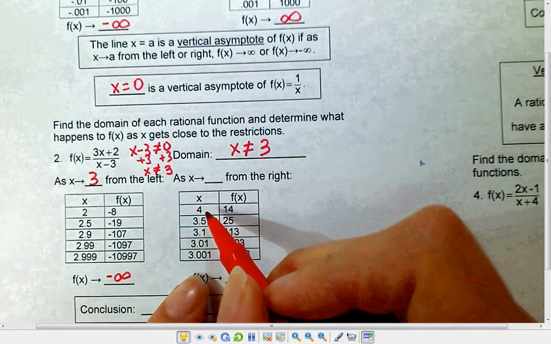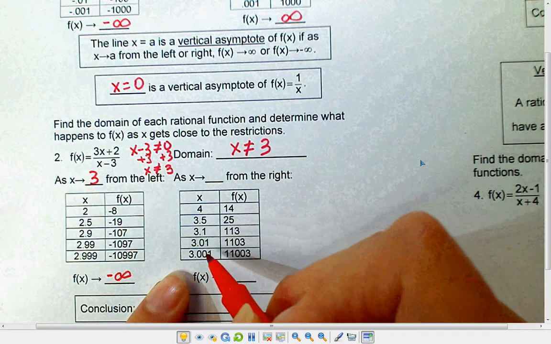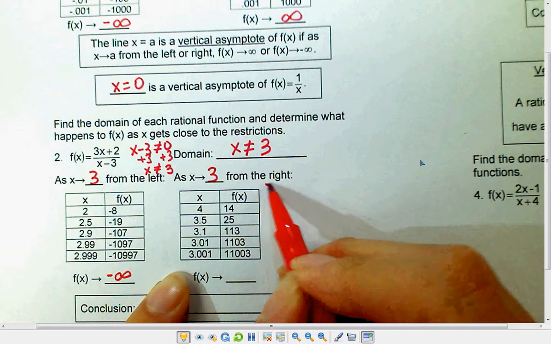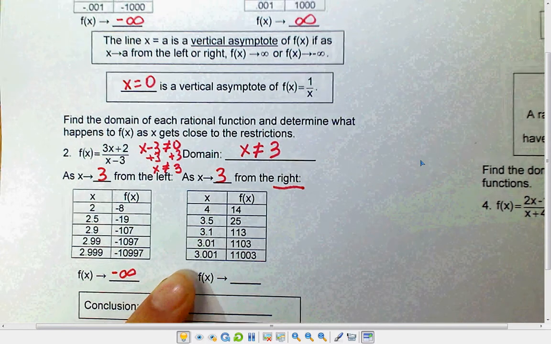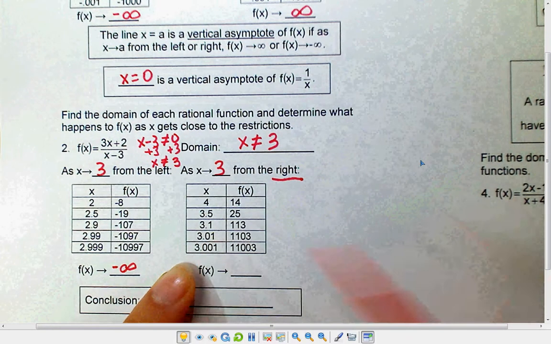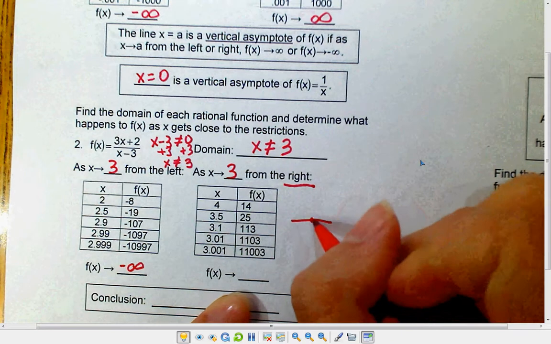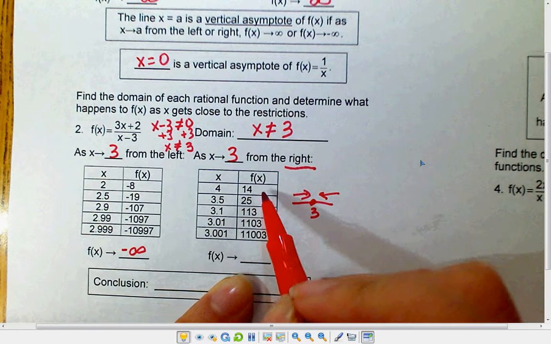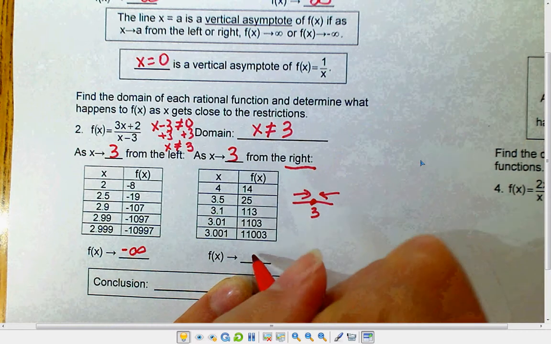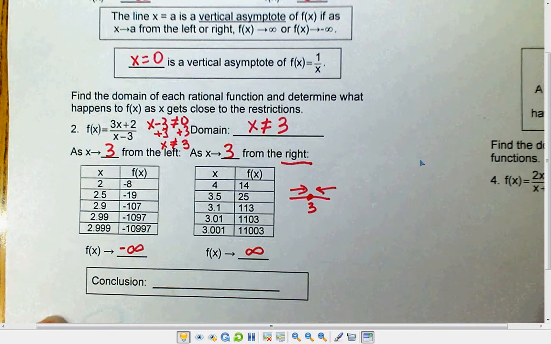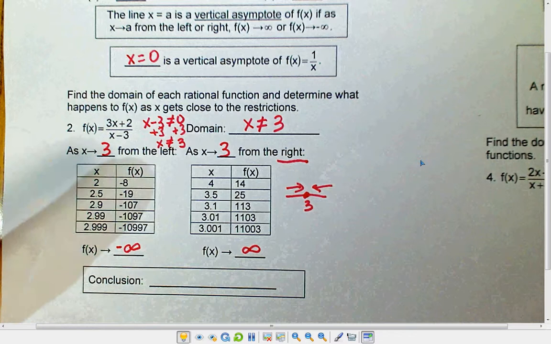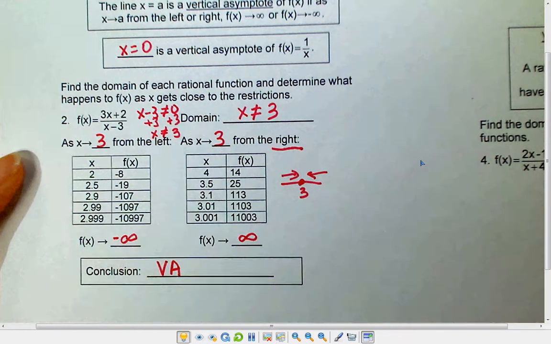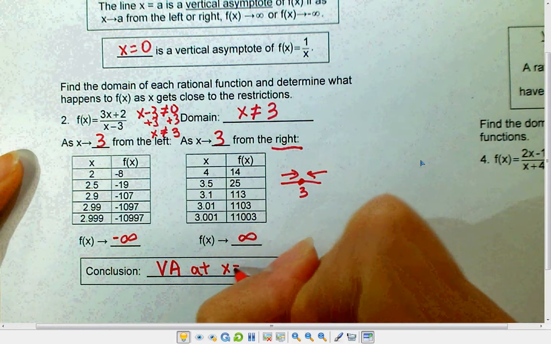On this side, we have 4, 3.5, 3.1, 3.01, 3.001. Again, it's approaching 3, but this time from the right because it's bigger than 3. So we're really approaching 3 from both the left side and the right side now. And if we look at our y's, this one's getting bigger and bigger positively, so this is positive infinity. So what this tells us is that we have a vertical asymptote, we're just going to abbreviate VA for vertical asymptote, at x is equal to 3.